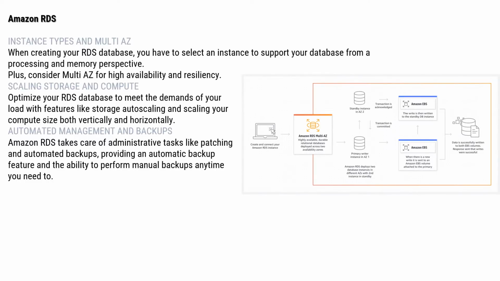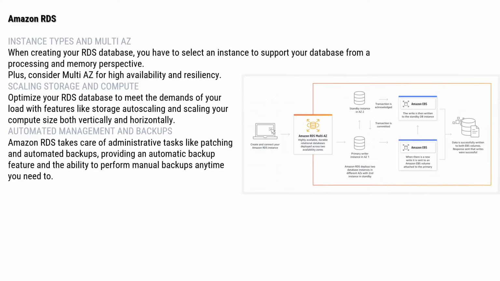Now let's understand the features and options available in Amazon RDS. Let's dive into the key aspects you need to know. When creating your RDS database, you have to select an instance to support your database from a processing and memory perspective. Plus, consider multi-AZ for high availability and resiliency. Optimize your RDS database to meet the demands of your load with features like storage auto-scaling, and scaling your compute size both vertically and horizontally.